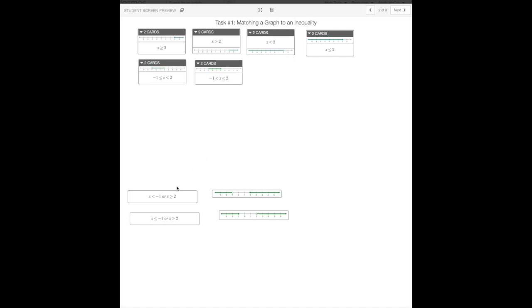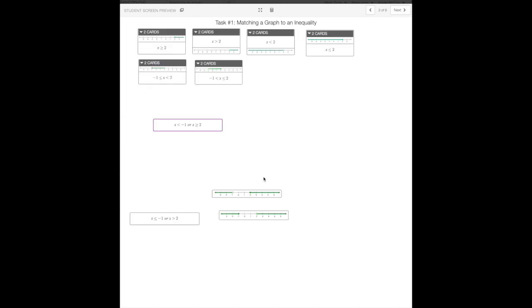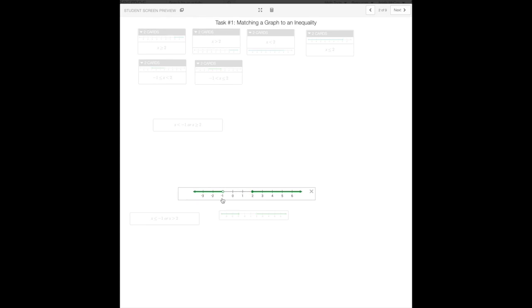Okay, last two. x is less than -1. What's the number that's less than -1? Well, -2, -3, -4. These are all examples that fit this first inequality. Or x could be greater than or equal to 2. What's the number that's greater than or equal to 2? Well, for starters, I can start at 2 because I can be equal to it. 3, 4, 5, etc. So I'm going to have the open circle on the -1 and the closed circle on 2.